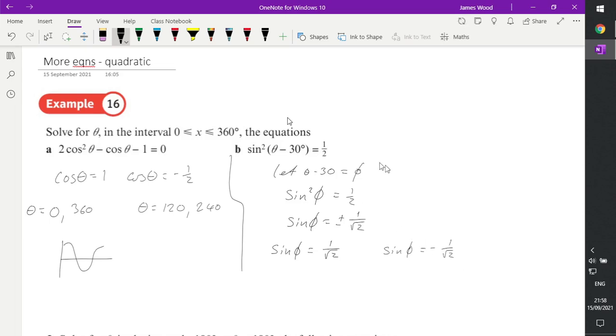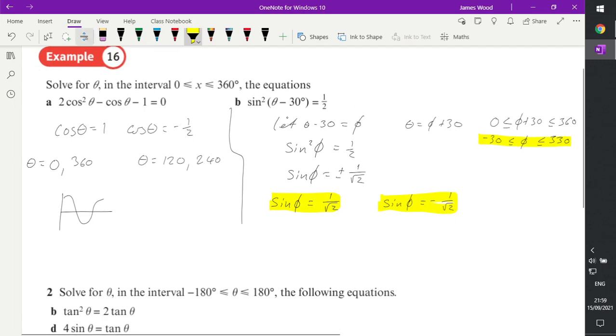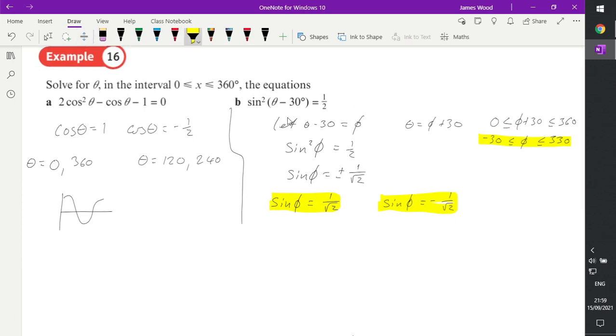Okay. I should change my limits as well. So that means that theta is phi plus 30. So my limits are 0, phi plus 30, 360, minus 30 from both sides. So this is my new question, between these limits, solving this and this. And I've just got to solve it and then swap it back. So let's do that now.